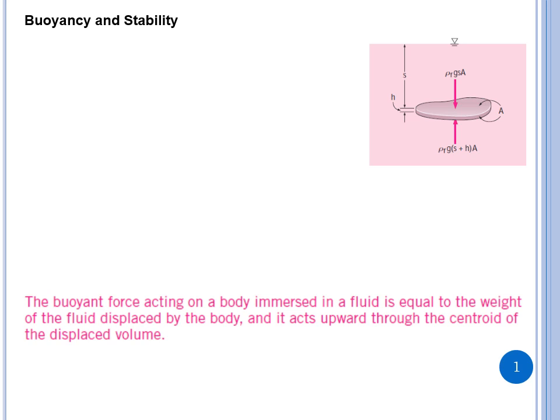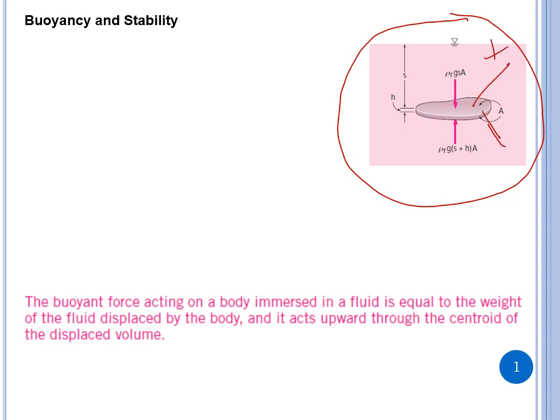So today we are going to learn about buoyancy and stability. Let's assume that there is an object that is submerged in a fluid, as it is being shown here in this figure. Now the pressure is going to act on its surfaces. So it has two surfaces: there is a top surface and there is a bottom surface, which is this one here.